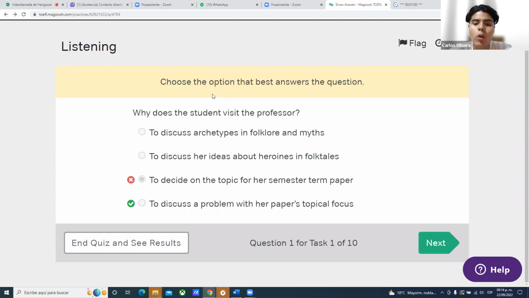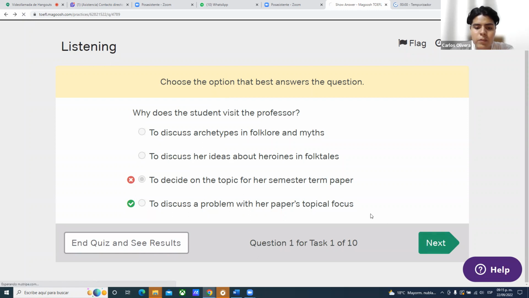So it is not that she goes to discuss what is going to be the topic for her semester term paper, because the topic is already settled. The point is that she goes to discuss a problem with her paper's topic of focus that was, as I say, already determined, okay? So it cannot be the third one, but the fourth one is certainly the correct one. And the second one, to discuss her ideas about heroines in folk tales, is not true because she doesn't go in order to do that. But actually, the professor says that that was particularly the point that was wrong in her paper, right?